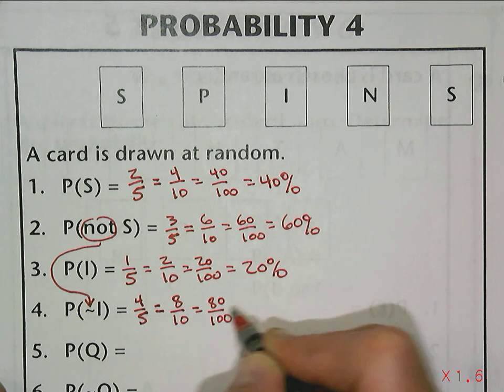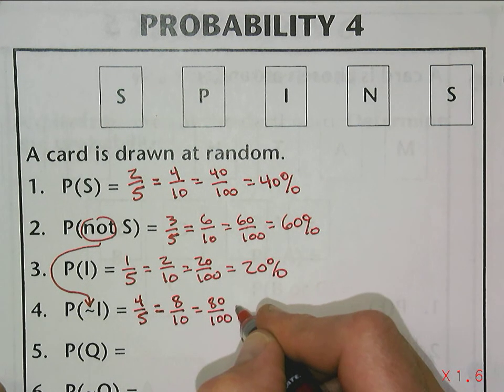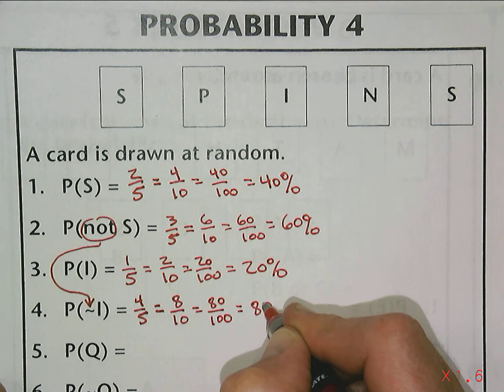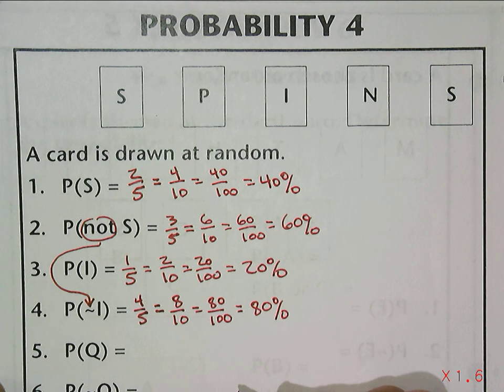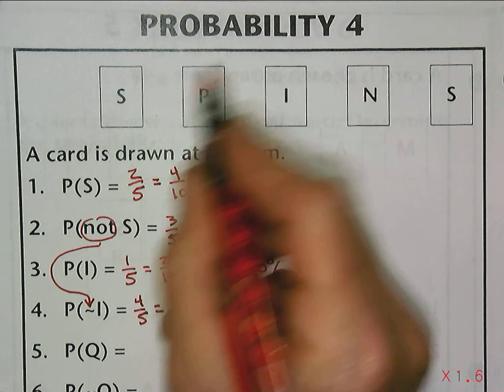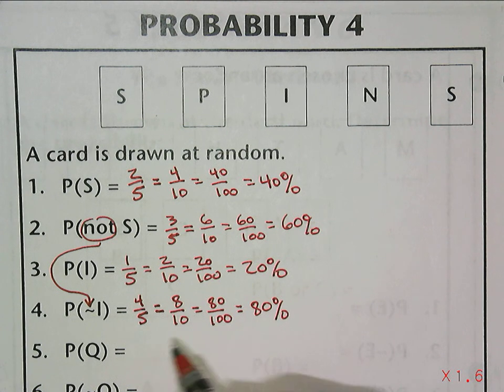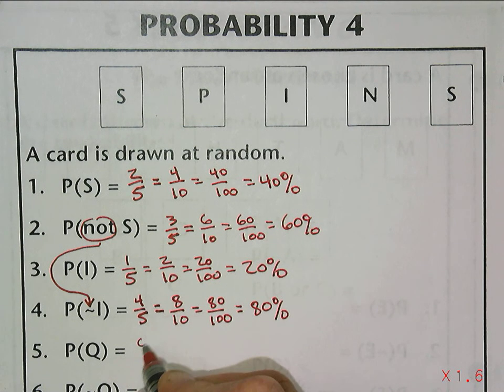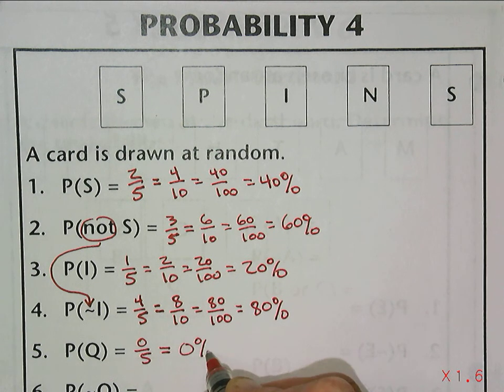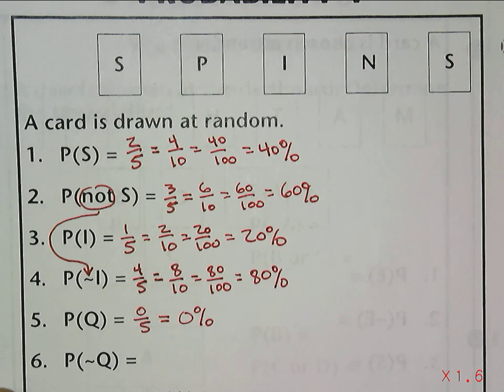Some of you may be able to just make this step and know right away that 4/5 is 80%. But I'm going to keep doing the steps in between. Now the next one should be pretty obvious. The probability of choosing a Q, let's see, no Q's is 0 out of 5. I'm not going to go through all that because I know it's just 0%. So let's keep going.